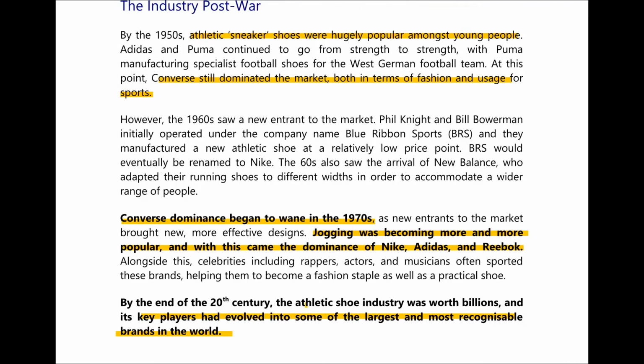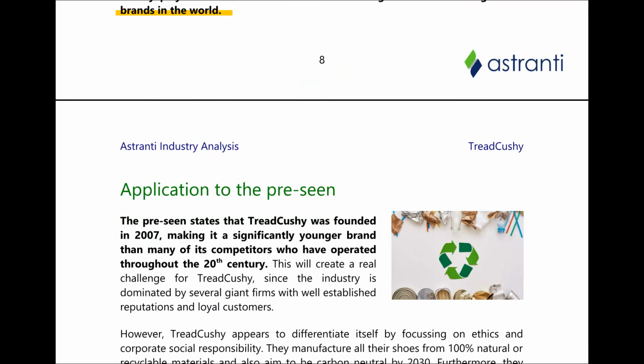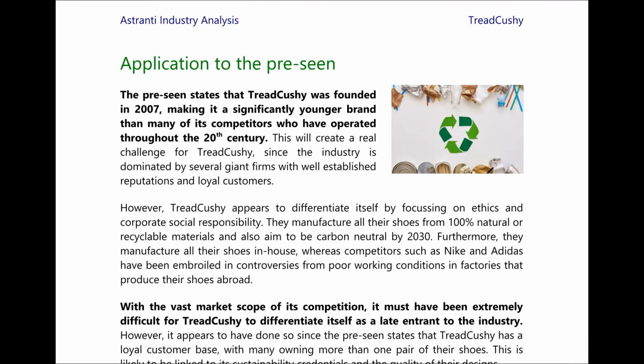And so that gives you a brief summary of the history of the athletic shoe industry. And so now we're going to move on to how exactly this relates to TreadCushy. Now, TreadCushy, as you can see, was founded in 2007, making it a significantly younger brand than most of its competitors. You know, the big players like Adidas and Nike have been around long prior to this, in the 1900s. So this is going to create a real challenge for TreadCushy. The industry is dominated by these large firms.